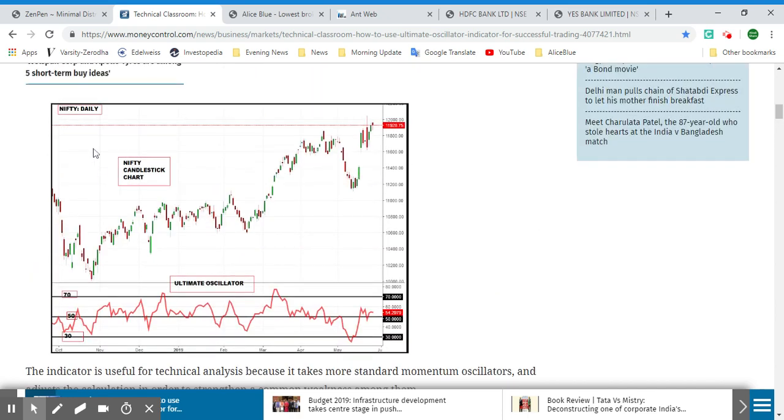Here an example is given of the Nifty daily chart. Here is the candlestick chart and the ultimate oscillator. As you can see, there are three specific lines going through the indicator itself. One is the 70 line, the 50 line, and the 30 line.